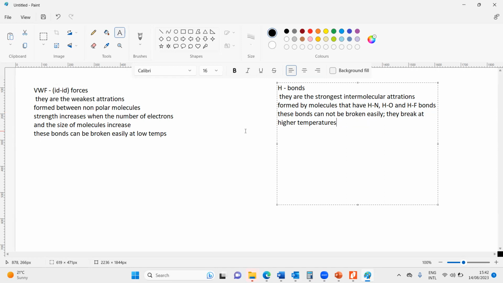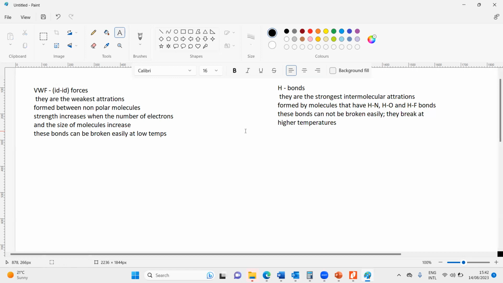Those are the basic things. It's better if you take down these notes on Van der Waals forces and hydrogen bonds onto sticky notes and paste them, please.